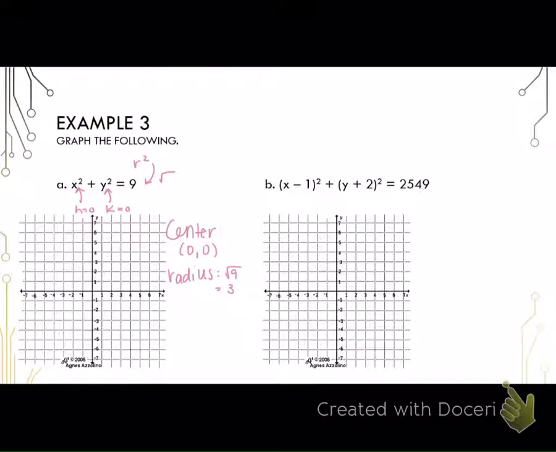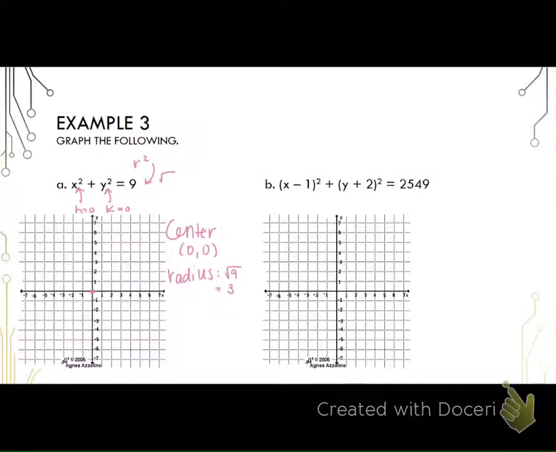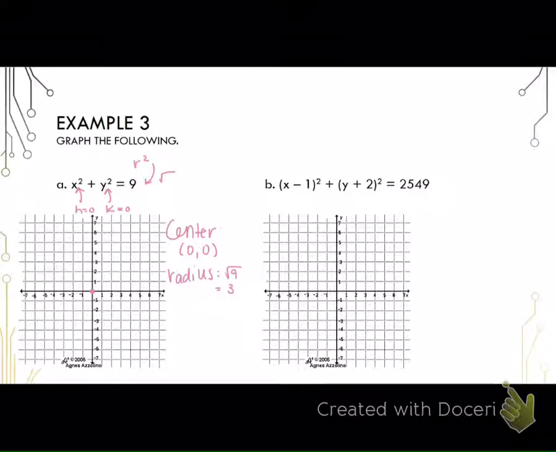So we put a point at 0, 0, and then you're just going to do all of your horizontal and vertical points. You're going to count 3 to the right, 3 up, 3 to the left, and 3 down. And then you'll connect those points.